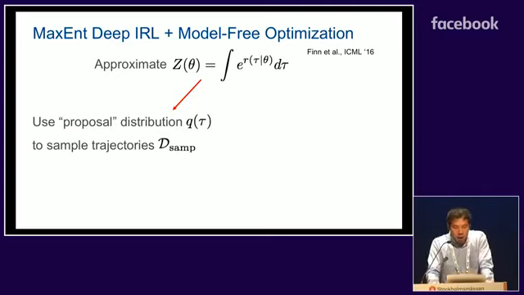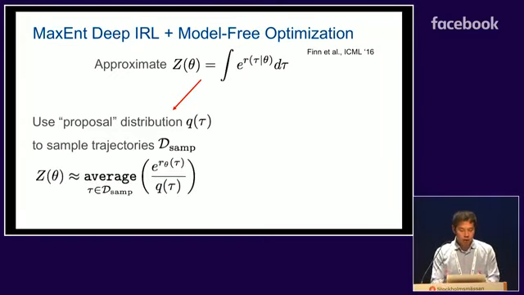Okay, but the key idea in approximating Z is to sample from a proposal distribution Q over trajectories. And then we're going to form an unbiased estimate of Z by averaging over this sampling distribution the exponentiated reward weighted by the proposal probability. And this estimate of Z, as we discussed, will allow us to estimate the gradient of the likelihood for optimizing the reward function, right? But the question still remains, which proposal distribution should we choose?